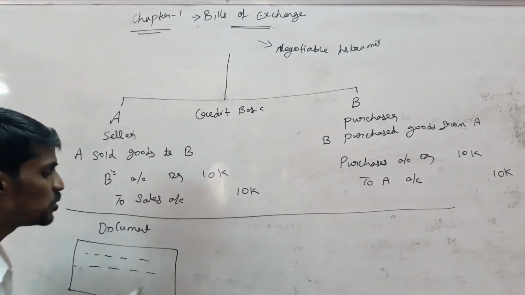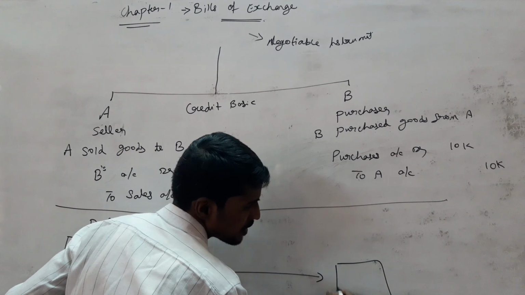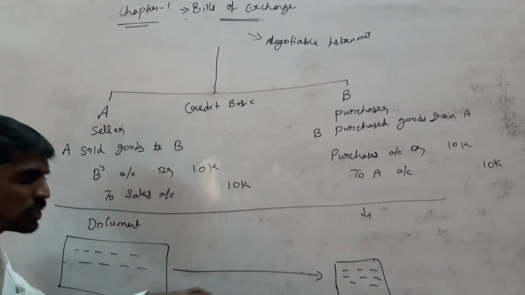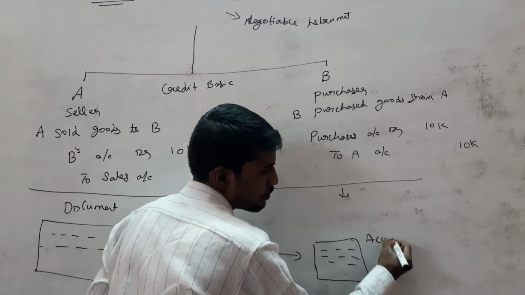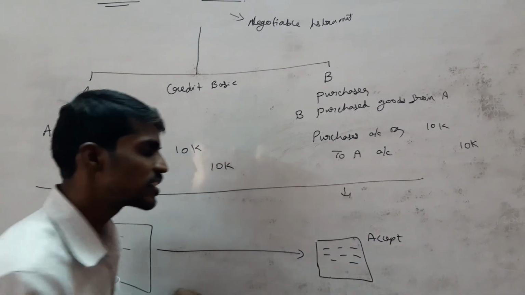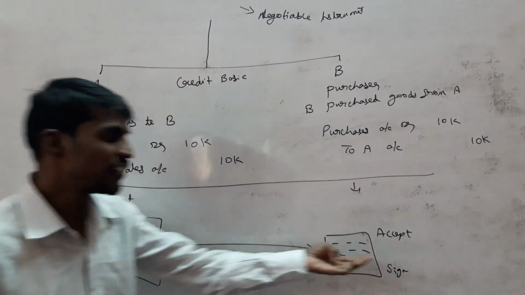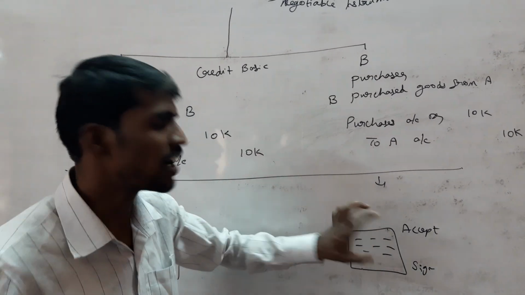So what will he do? He will send the document to B. The same document will be sent to B. So what will B do here? B will accept the document and will sign on the document. So after signing the document, it will become a legal document now. It will become a valid document.